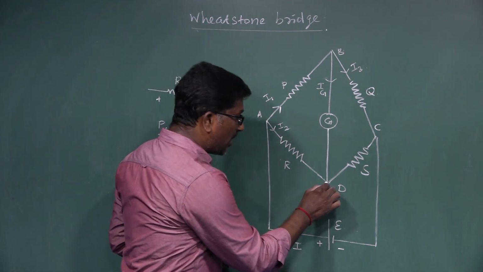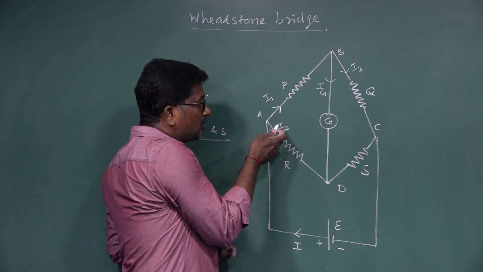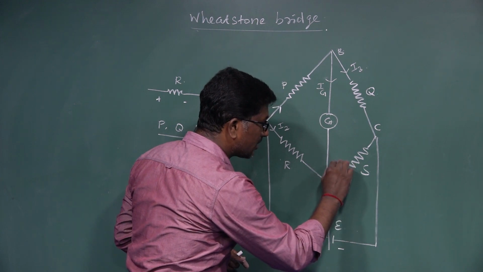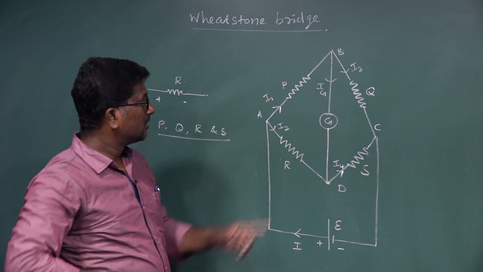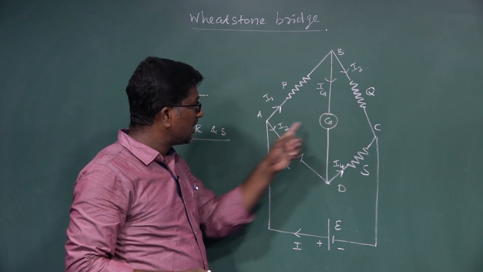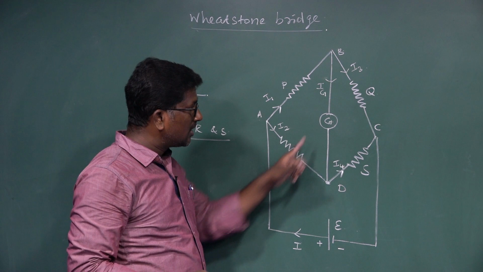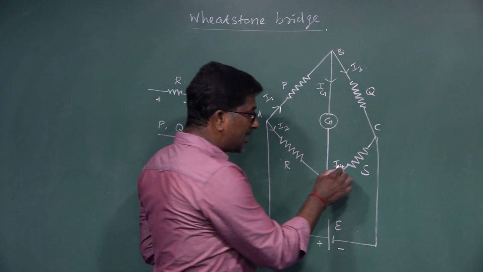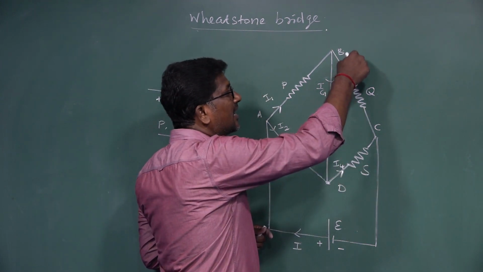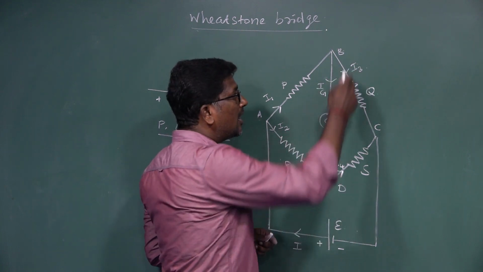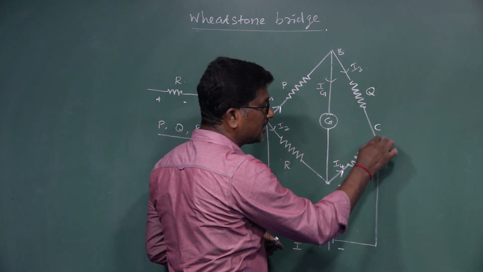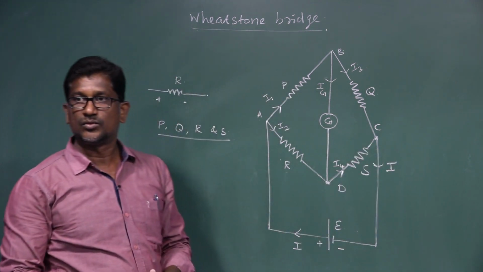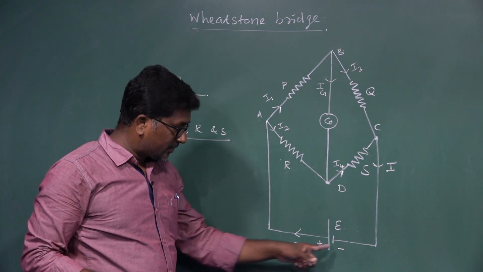At point D, the current I2 and the current IG combine together to form I4. The IG current is flowing through the galvanometer and the I2 current is flowing through the resistance R. They meet at point D and combine to form I4. I4 flows through the resistance S and I3 flows through the resistance Q, and these two currents meet at point C. Then we get the total current I.